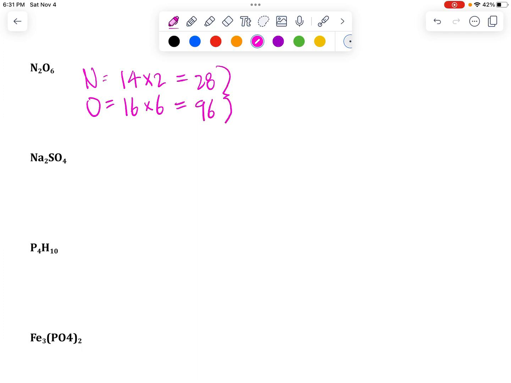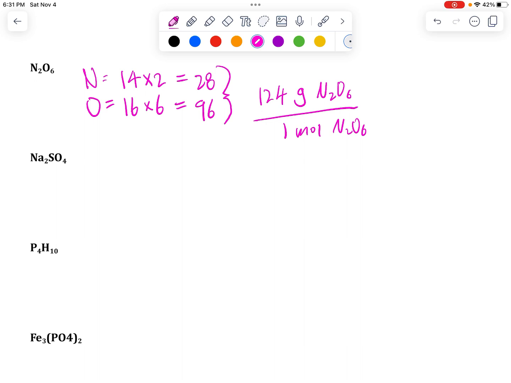If you add these up, 28 plus 96, that's 124. So that is the molar mass of this N2O6 molecular compound. Let's give it a unit: grams of N2O6. That's going to give me exactly 1 mole of N2O6.